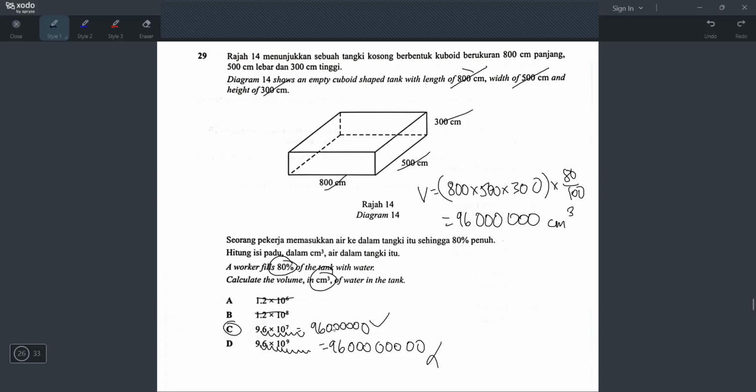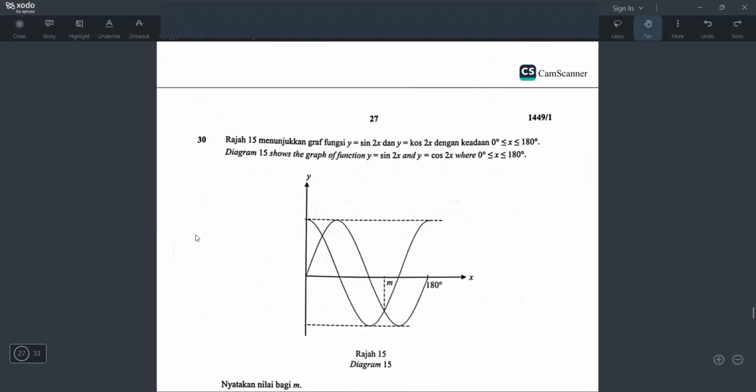So this is wrong lah. This is the correct one. So 1, 2, 3, 4, 5, 6. 1, 2, 3, 4, 5, 6. Yeah. So that's the answer. Okay, this is very easy.